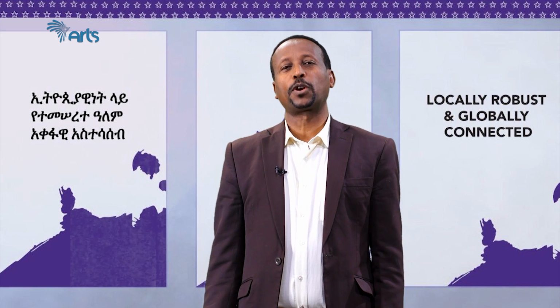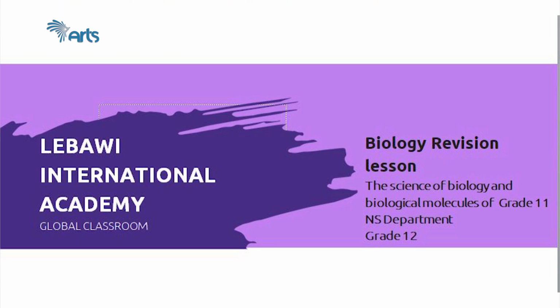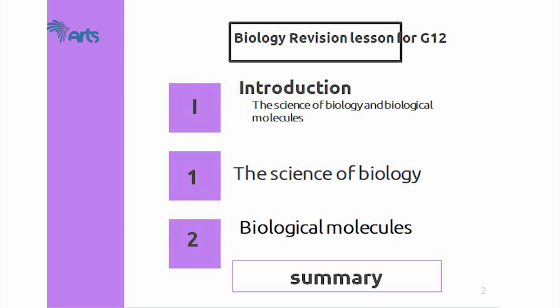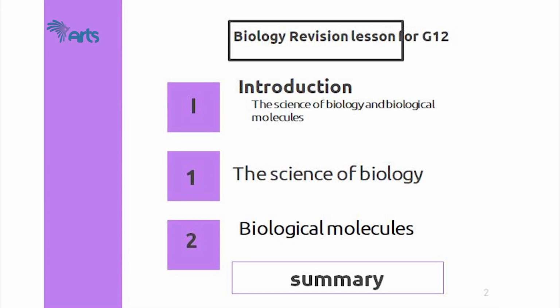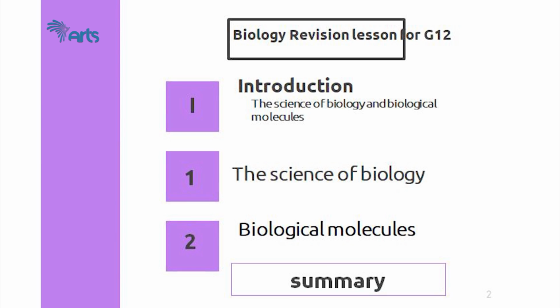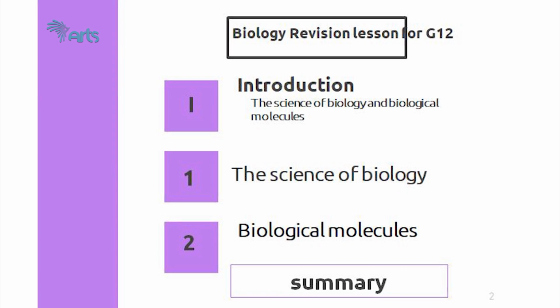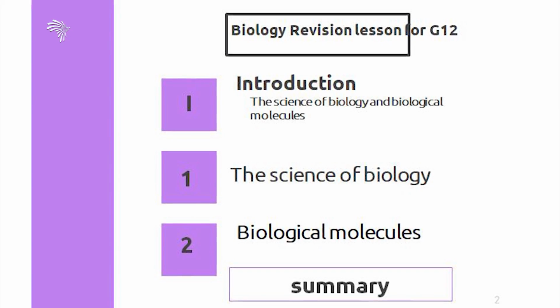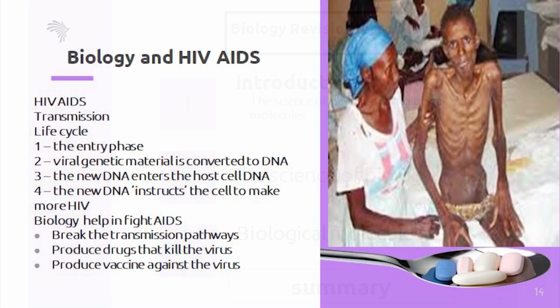This revision class is for grade 12. We are going to revise the biological molecules. The science of biology: here, 4 sub-units are being covered. The first one is the scientific method. Second, the biological tools. Third, prevalence and promise of biological science. And the last one is HIV/AIDS.